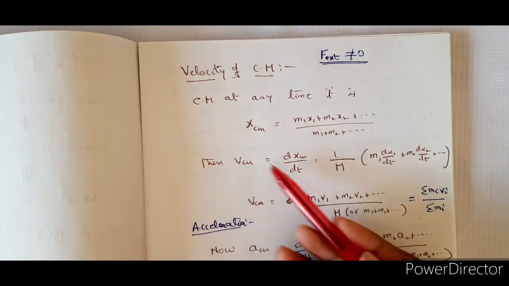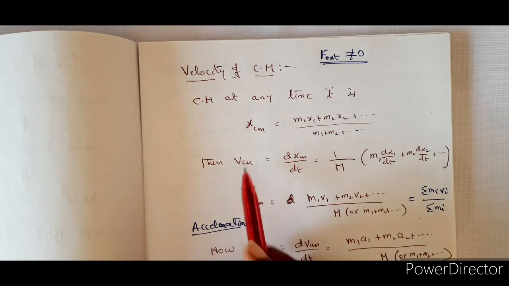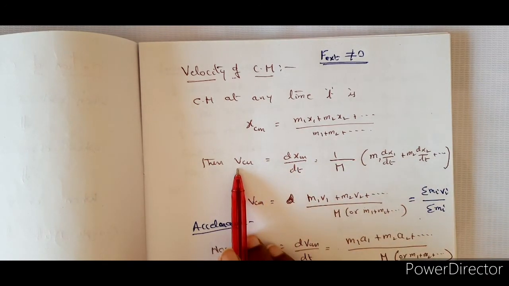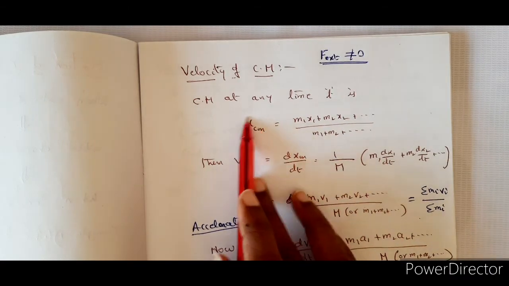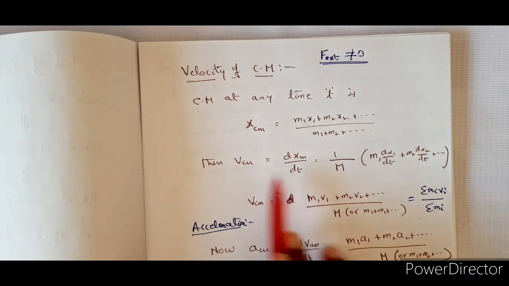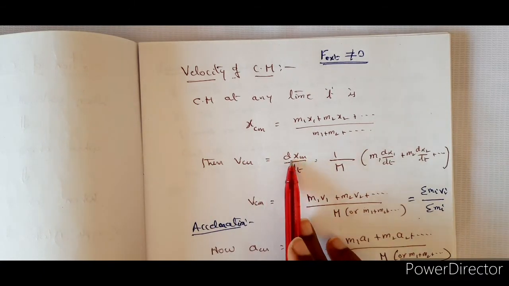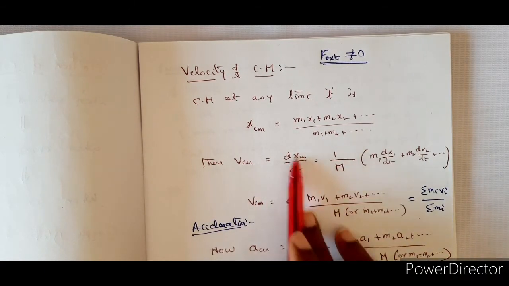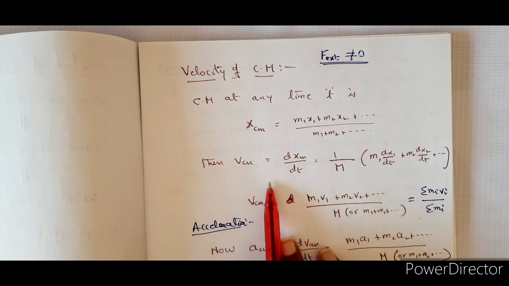Of course, ultimately you can talk about the other things also. Right. VCM. Now what is velocity of center of mass? If there is a change in the location of center of mass, then the rate of change is velocity, is it not? So therefore you are going to differentiate this one. dxcm by dt is VCM.